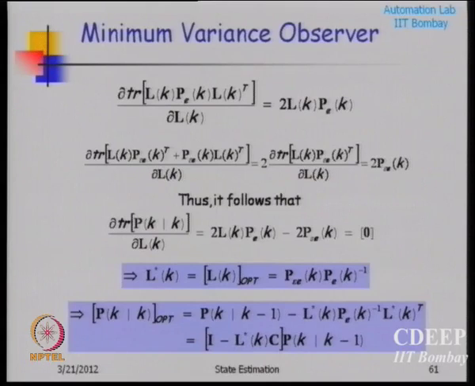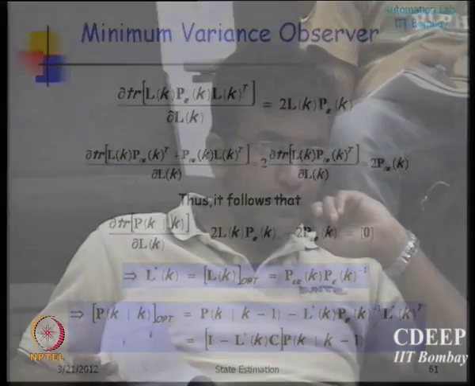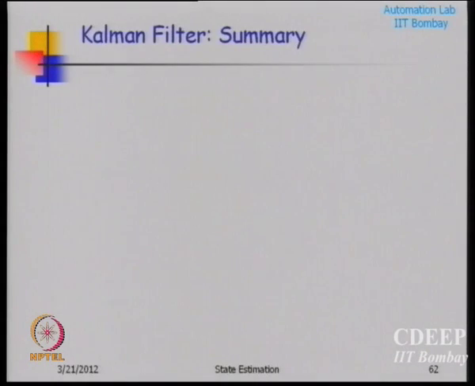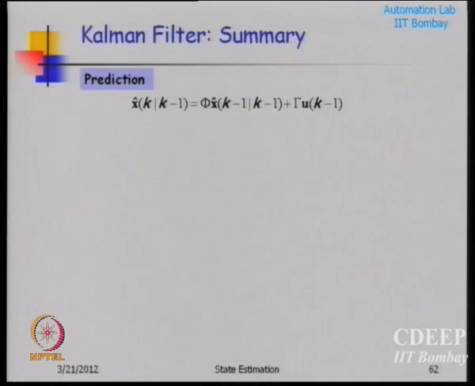And then what is the optimum covariance? The optimum covariance turns out to be this. This is the smallest covariance that you can get. You cannot reduce covariance below this. So this is the optimal estimator. And so let me summarize the Kalman filter.